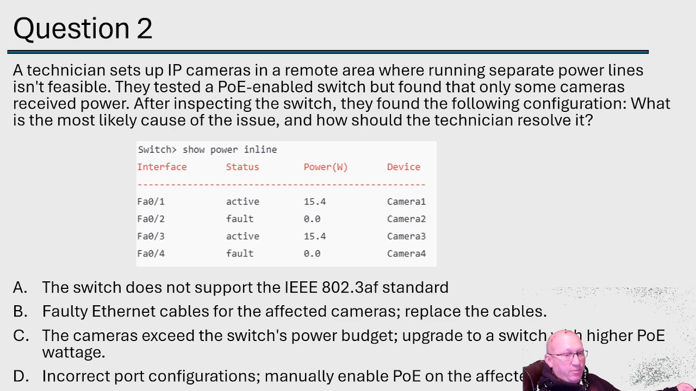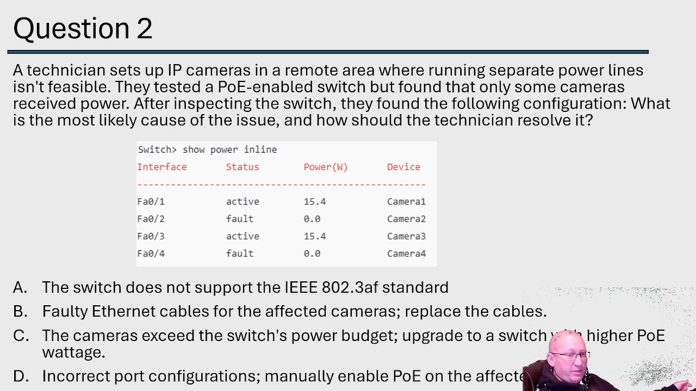The switch does not support IEEE 802.3af standards. Yeah, it does, because it's powering 2 cameras. We see cameras 1 and 3 are both active. So that can't be the case, because if that wasn't the case, then we would have nothing, right?